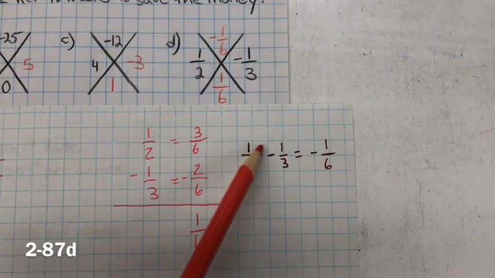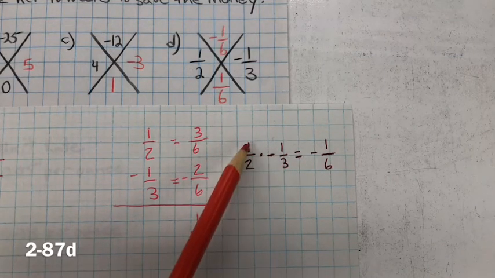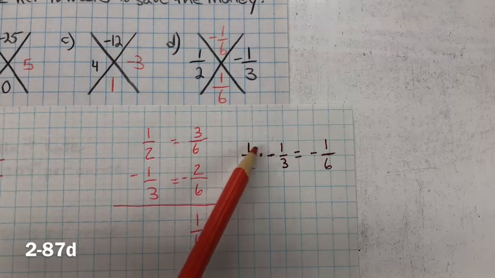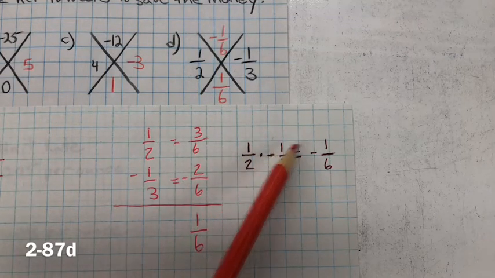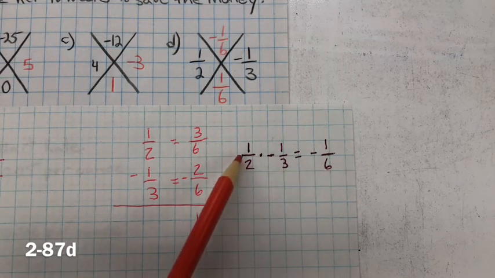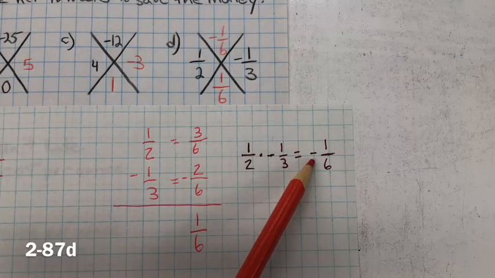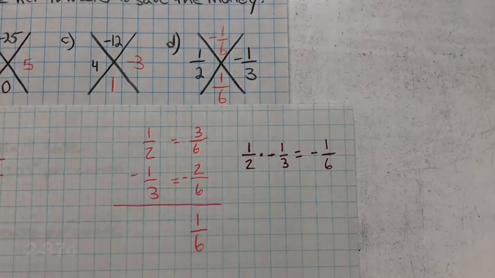Here I have 1/2 multiplied by -1/3. The numerators you multiply straight across. 1 times 1 is 1. And then the denominators multiply straight across. 2 times 3 is 6. A positive multiplied by a negative is a negative. So it's -1/6.